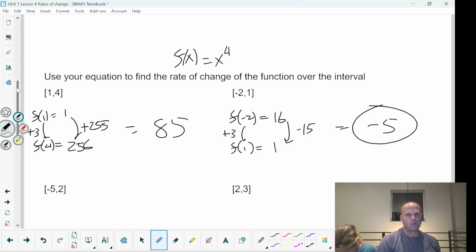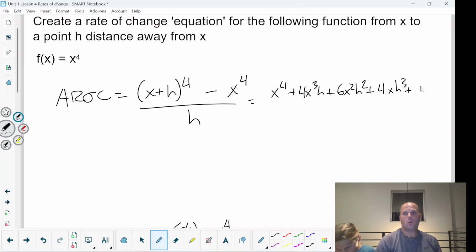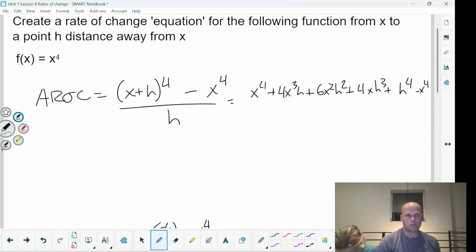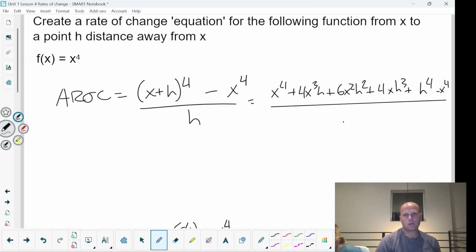Let's get this -5 using the average rate of change formula. Well, we have to first distribute this. This is x to the fourth. Now, do you have to distribute this? No, but I want you to for purposes of what we're going to see in the future. We'll have 4 x cubed h's, 6 x squared h squareds, 4 x h cubes, and 1 h to the fourth. That's going to be minus an x to the fourth all over h. We see that the x to the fourths will go away.